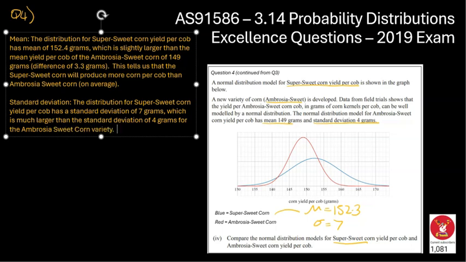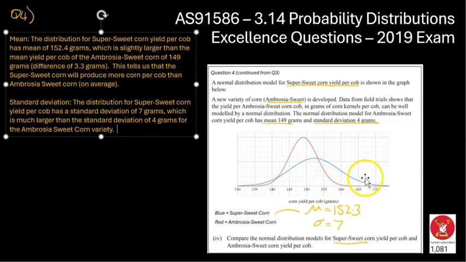So that's the first thing. I'm just really stating the numbers. I now want to talk about what that means. So before we said the mean told us that one is slightly bigger on average than the other in terms of the yield. Now this one here, the standard deviation, talks about the variation or the spread of the corn.